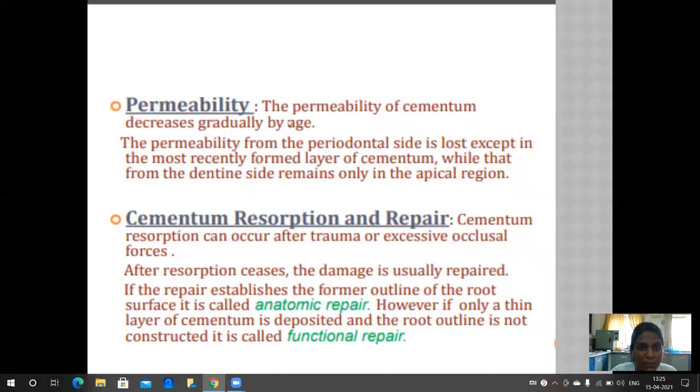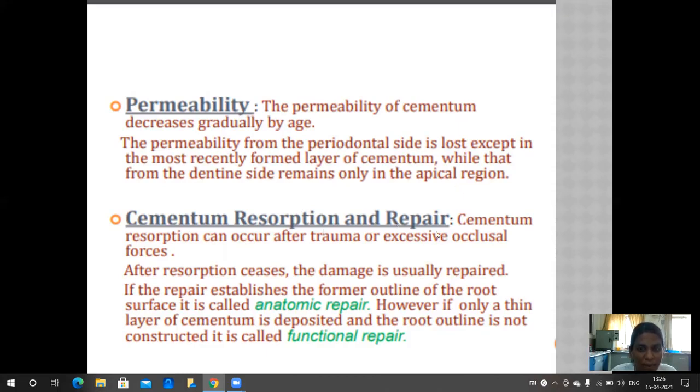Third one is the permeability. The permeability of cementum decreases gradually with age. The permeability from the periodontal side is lost except in the most recently formed layer of cementum, while that from the dentin side remains only in the apical region.